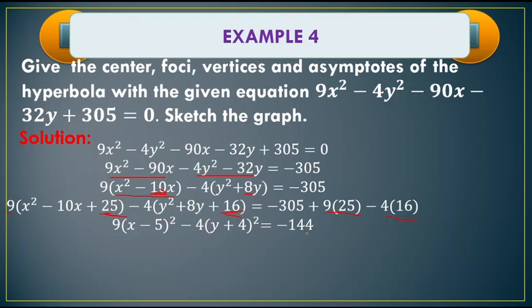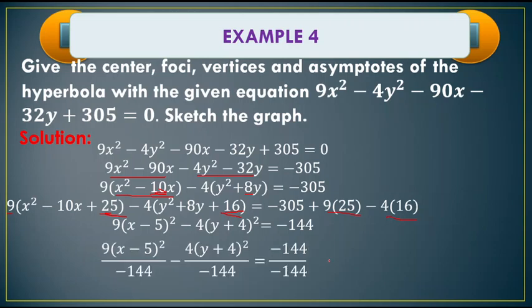negative 144. And then, di ba, ang goal natin sa standard equation ng hyperbola, yung sa right side o yung right expression, naka-equal sa 1. So, paano natin ito ma-equal kay 1? Ang gagawin natin para mag-equal kay 1 yan, i-divide natin sila both sides kung ano yung constant natin o yung nasa dulo natin. So, kung ito ay negative 144 para maging 1 yan, mag-divide tayo both sides by negative 144.